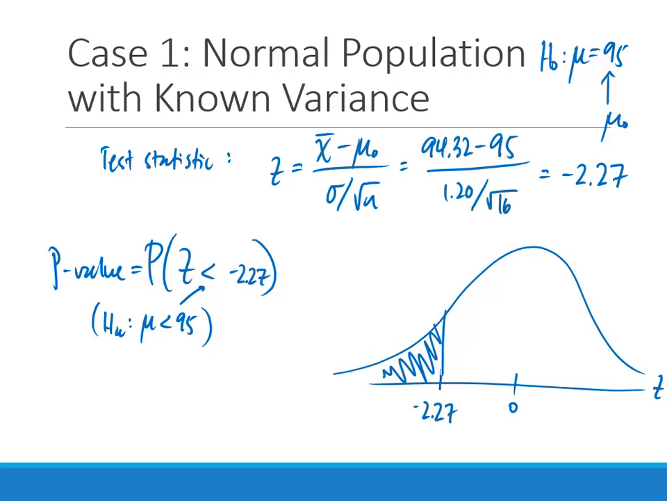And again, now just standard normal, going back to the table. I'm not going to go over that step again. You can find this probability is equal to 0.0116. This is from the table. All right, so we've calculated our test statistic, we've found our p-value, and now we're ready to make a conclusion.